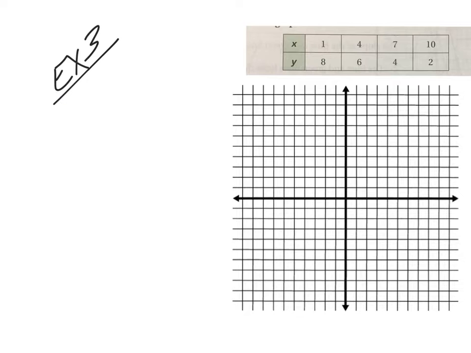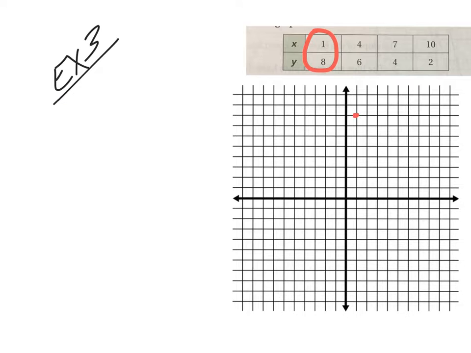Okay, so where's my first point at? 1 comma 8, right? So which way am I going to go? Start at 0, 0. I go to the right 1 and up how many? 8. So I'm going to put a dot. Why is my dot not dotting? Oh yeah, now it works. There we go. So there's 1 point.